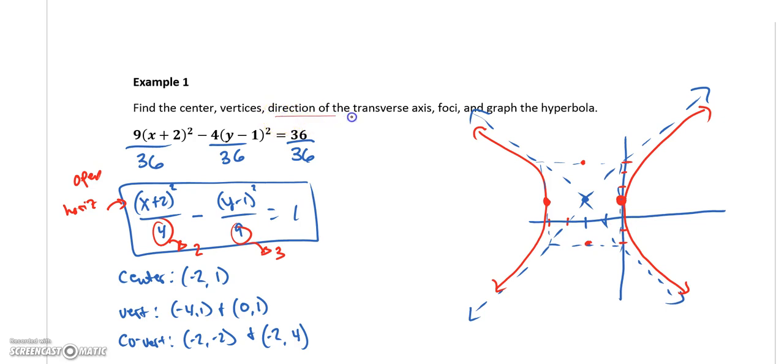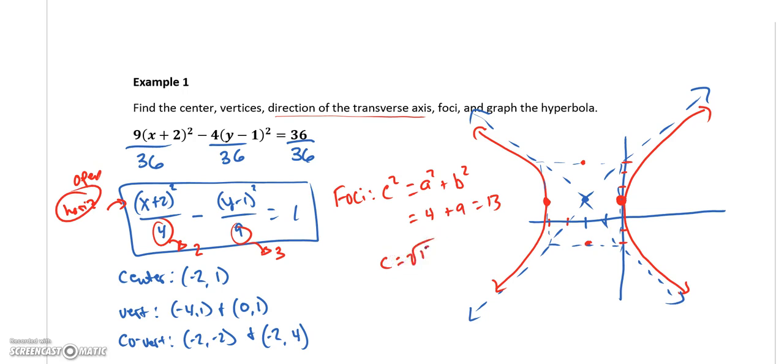The direction of the transverse axis, we did that. It's horizontal. Foci, last thing. We're going to use this equation: c squared equals, when we dealt with ellipses, it was a squared minus b squared. Now it's plus. So a squared plus b squared. And this is why it doesn't really matter what you're calling a squared and what you're calling b squared. We're just adding these together. So 4 is one denominator, 9 is the other. That gets me 13. So c is going to equal the square root of 13.